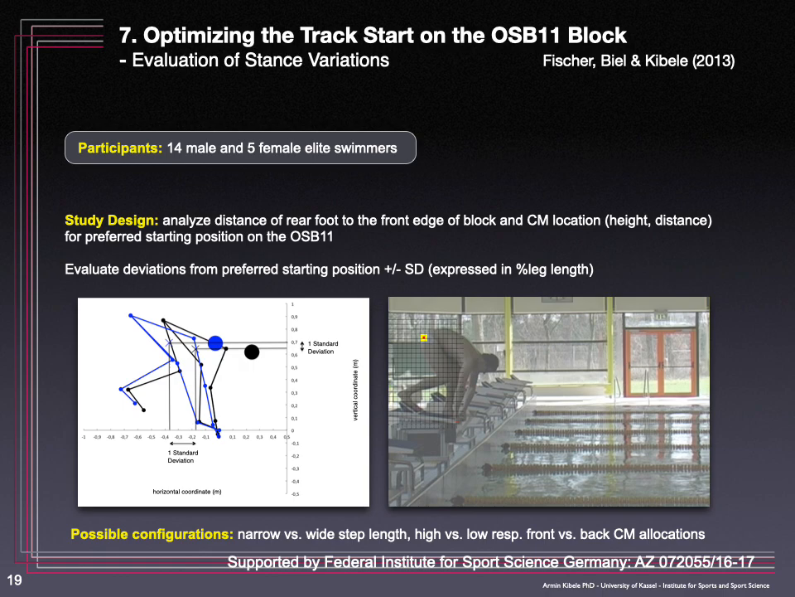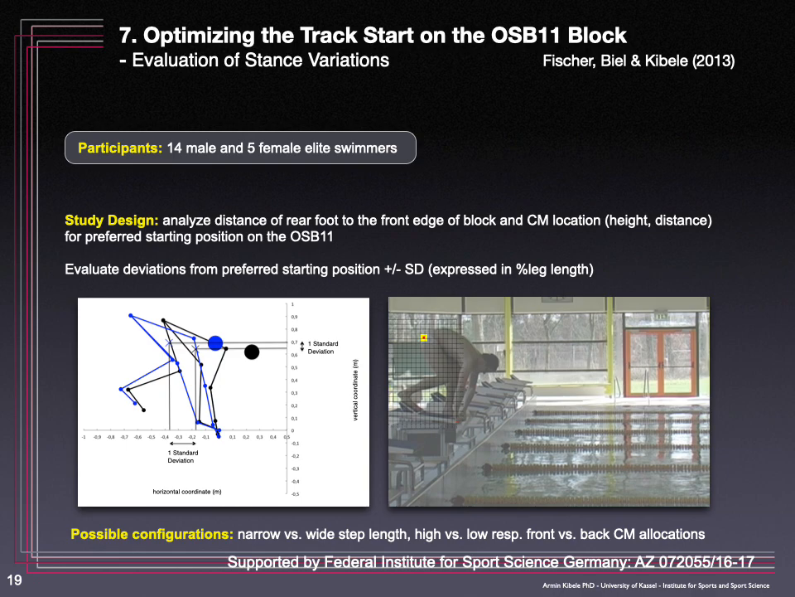Thus, in addition to the preferred stance, 8 configurations were possible for each leg: center of mass height low versus high, center of mass distance rear versus front weighted stance, and stance width narrow versus wide. However, due to the demands of motor coordination, only 4 of the 8 possible configurations for each leg could ultimately be maintained on the block.